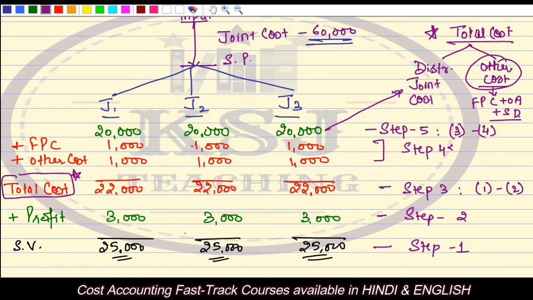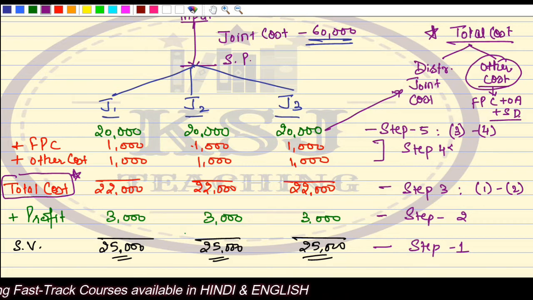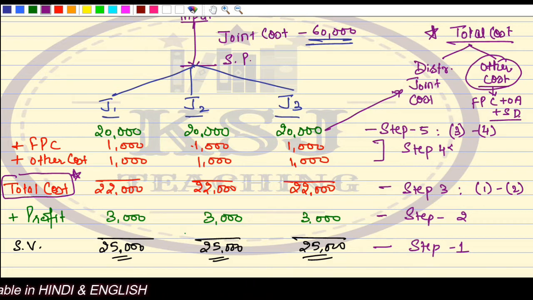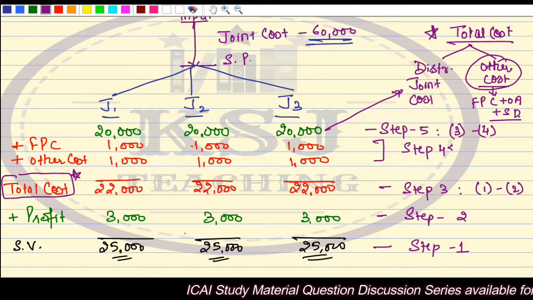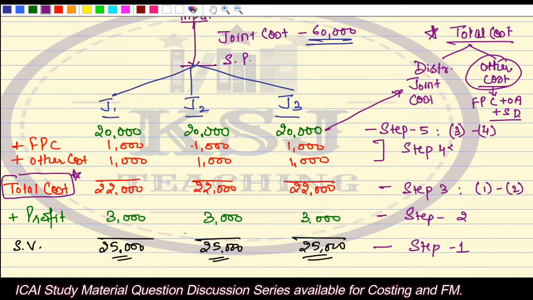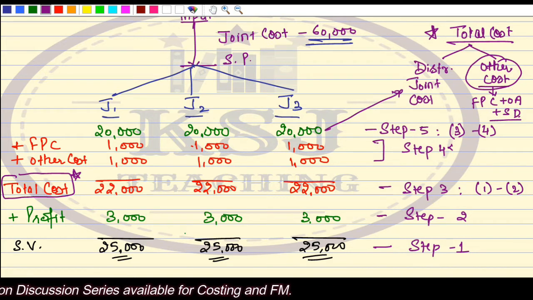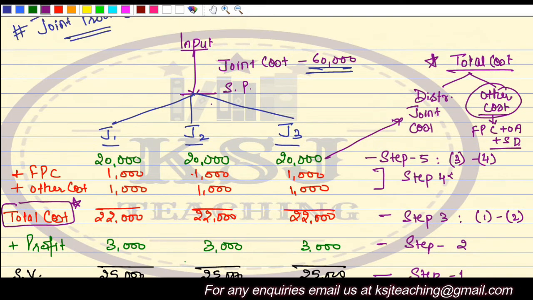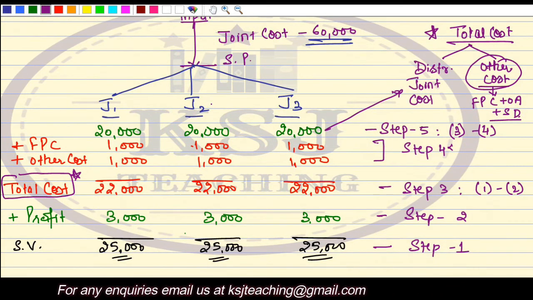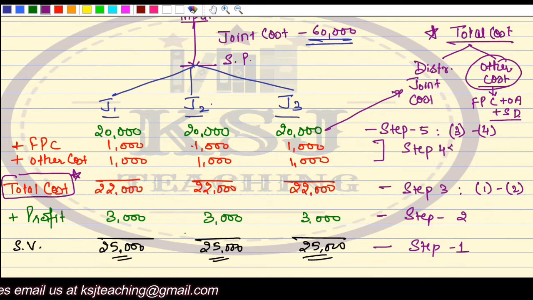Step number 1, start with the sales value, subtract the profit, you will get total cost. Now total cost has two components. One is the distributed joint cost and the other component is the other cost, right? So you need to identify the other cost first. Subtract the other cost from the total cost, and what is remaining is the distributed joint cost. This was the requirement, right? This is what we all needed to calculate the distributed joint cost. Clear? So this is how the reverse cost method is used in case of the joint products. Very simple. Clear? You just need to remember the steps, that how these steps will proceed.